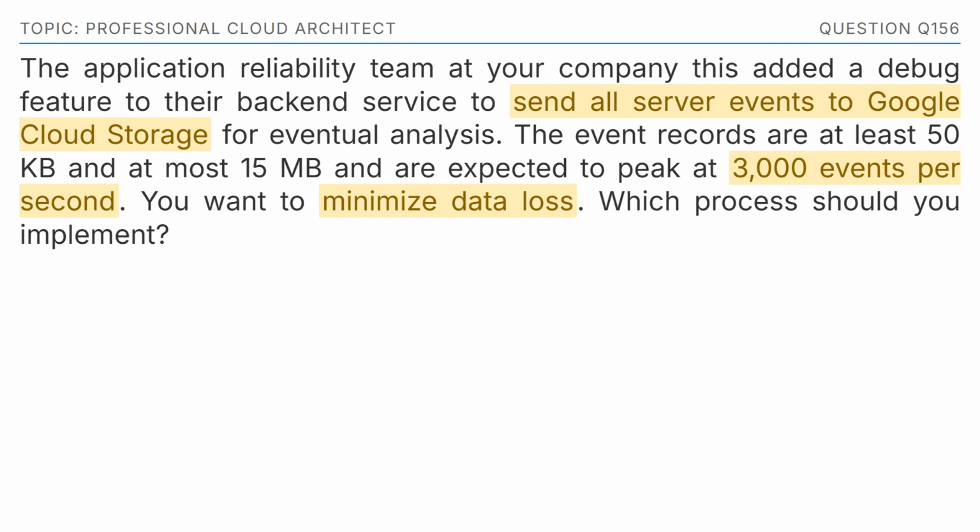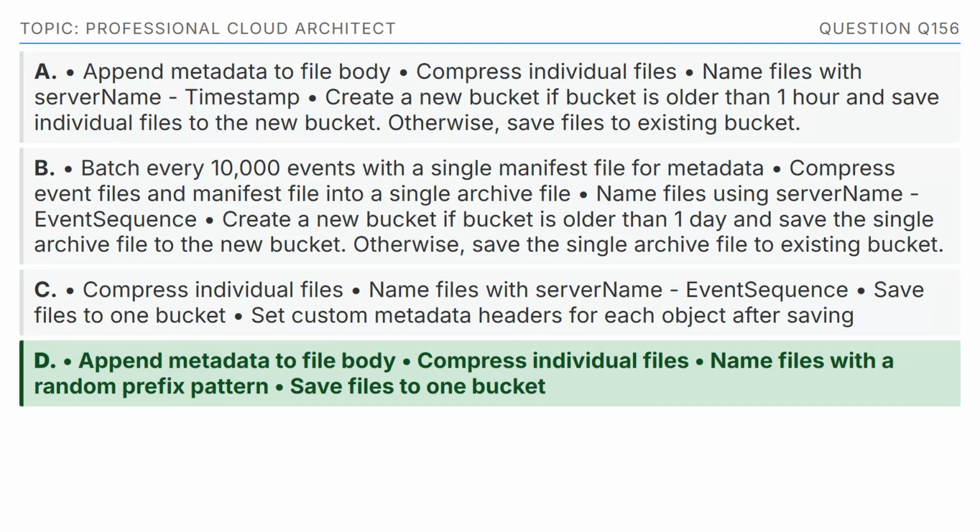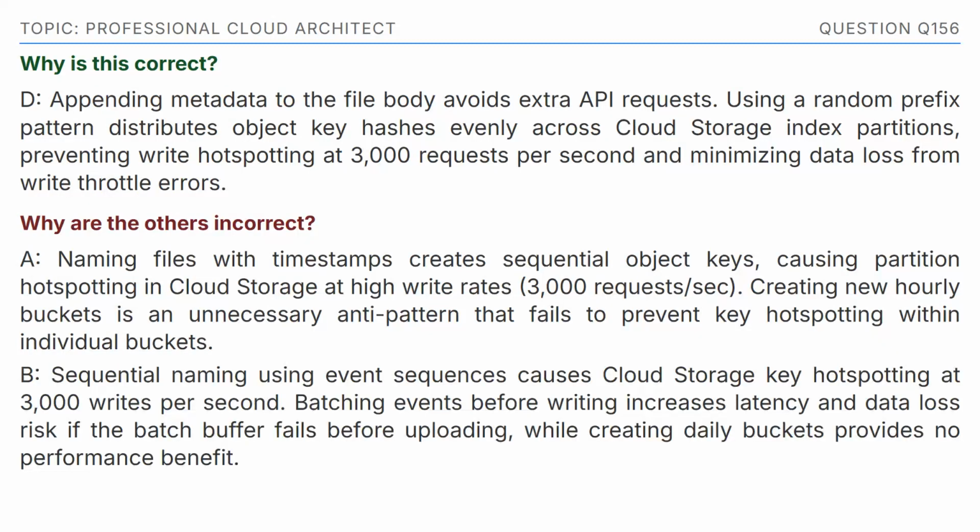To arrive at the correct answer, we focus on the keywords, send all server events to Google Cloud Storage, 3,000 events per second, minimize data loss. The correct answer is option D, append metadata to file body, compress individual files, name files with a random prefix pattern, save files to one bucket. Why is this correct?